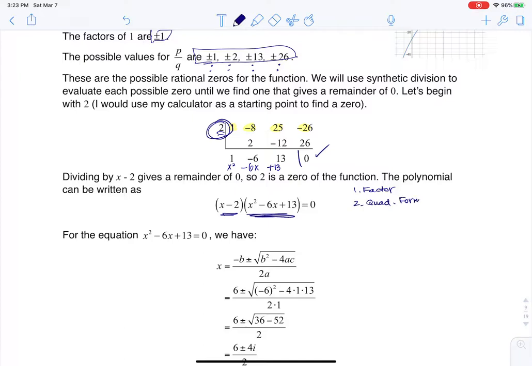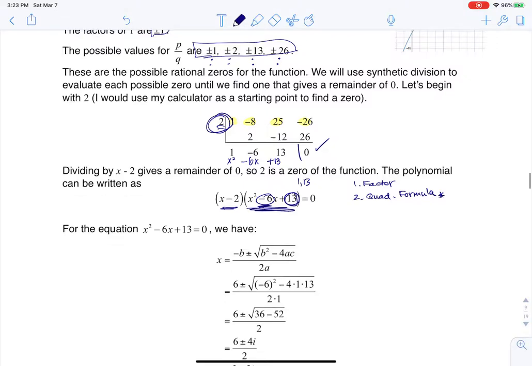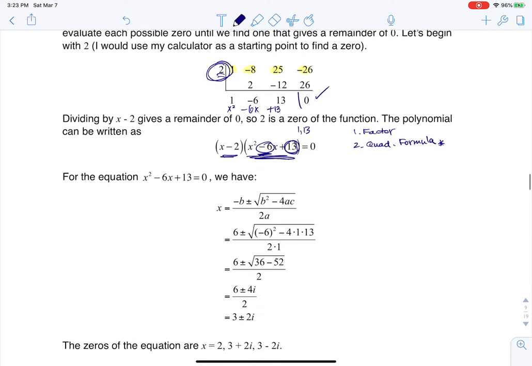And if I can't, I'm going to go with the quadratic formula. When I look at this trinomial, there's nothing that multiplies to 13 but adds to negative 6. The only numbers that multiply to 13 are 1 and 13, and they would either add to 14 or subtract to 12. That's not going to get me to negative 6. So then it's time to use the quadratic formula, and that's where you see me heading here.